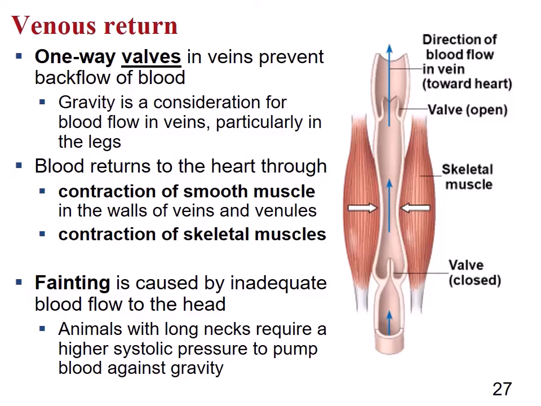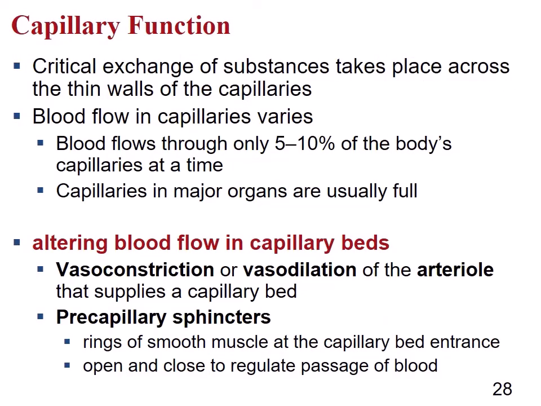An animal with a long neck, like a giraffe, has to have a very high systolic pressure to pump blood against gravity all the way up to their brain there. So then capillaries are really critical for exchange of substances, and the blood flow in the capillary can vary. Blood is typically only flowing through like 5 to 10% of the body's capillaries at a particular time. However, capillaries in major organs are usually pretty full.